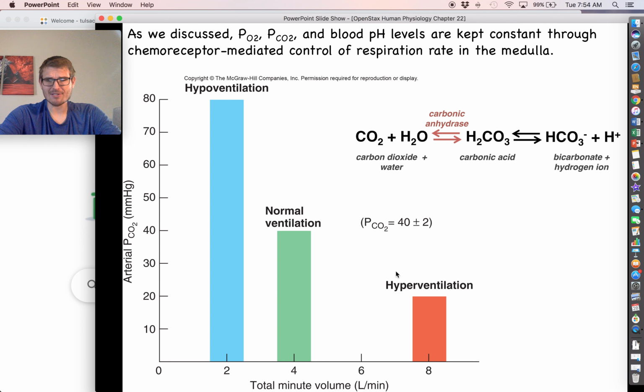Now, what about the opposite scenario? What about hyperventilation? So if you're hyperventilating, then the levels of CO2 in the blood plasma are going to go down. And similarly, as a consequence, there's going to be less carbonic acid and fewer hydrogen ions, meaning the pH of the blood would instead go up and become even more basic than it already was.